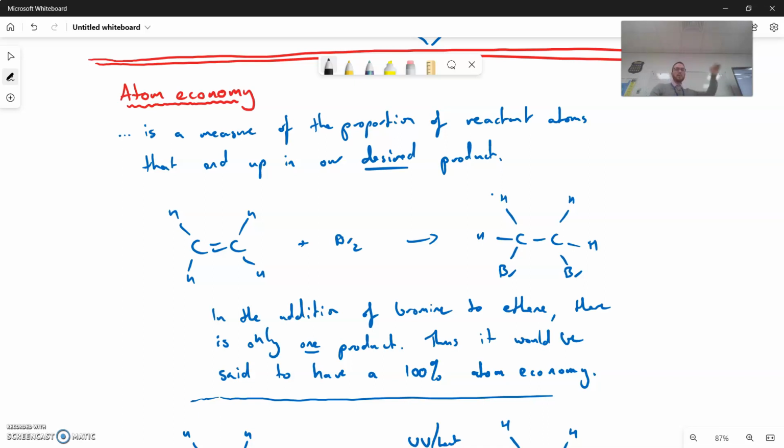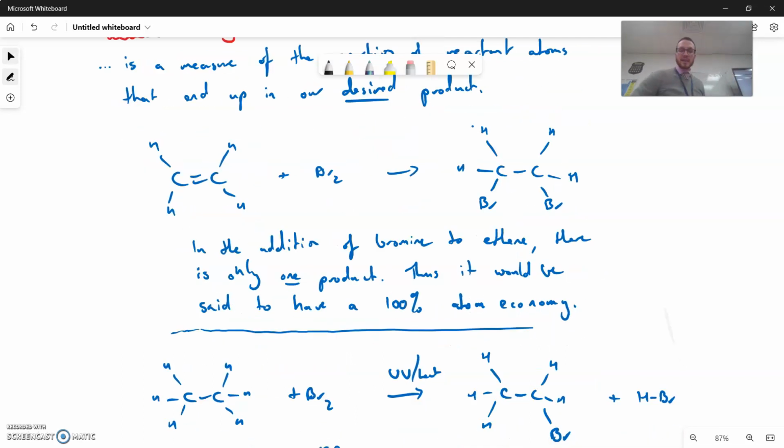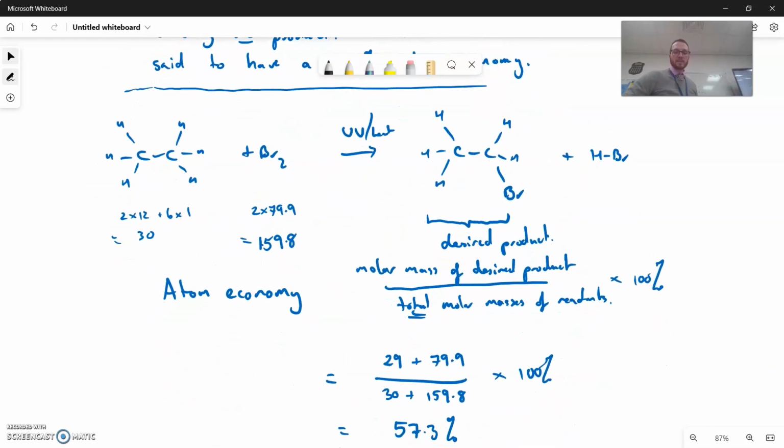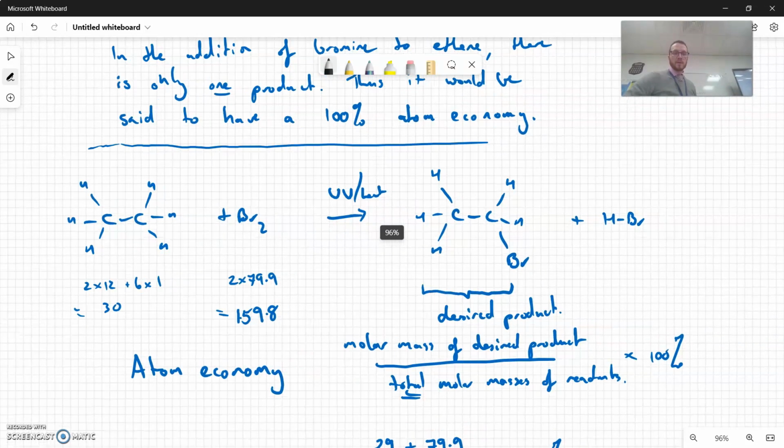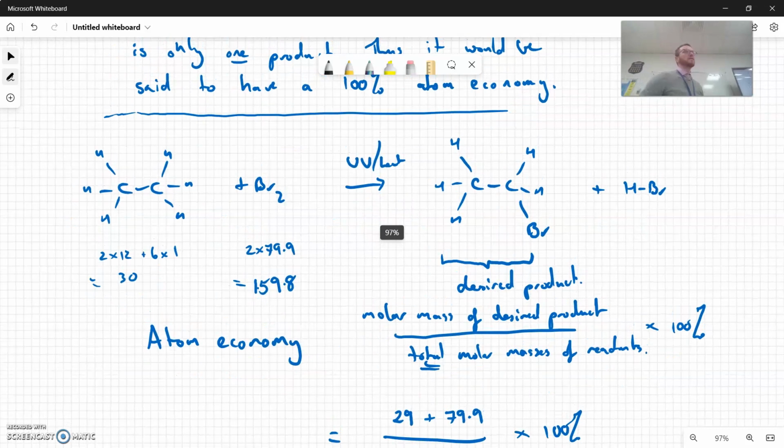So coming on with a similar example to the one I talked about from last week's prac, if I take just ethene, add bromine across the double bond, 1,2-dibromoethane, the addition of bromine, only one product, the atom economy would be 100%. Okay. Now let's look at an example whereby it's not 100%. So let's look at the substitution. Substitution of bromine across ethane.